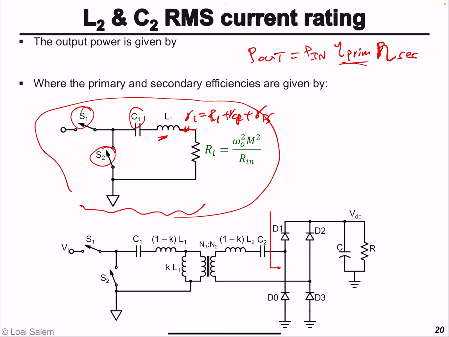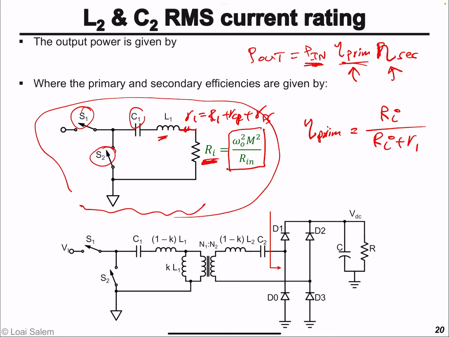Now, the efficiency will be the useful power that is delivered to Ri, where Ri is equal to this expression as we discussed in the previous video. So essentially the efficiency of the primary will equal the power that's delivered to Ri, the useful resistance, divided by Ri plus R1. And so by calculating the efficiency of the transmitter and the efficiency of the receiver, and we already calculated the input power before, we can multiply them together and get the output power.